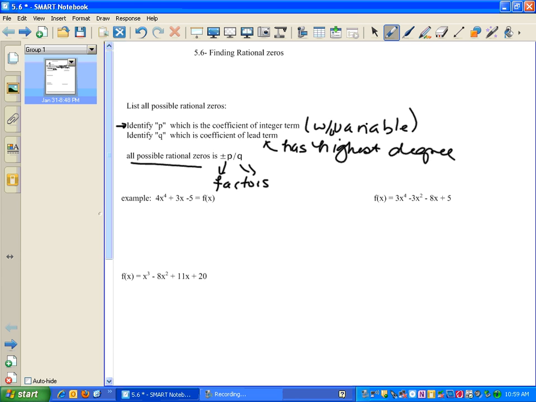All right, so for example, here's my function. F of x is equal to 4x to the fourth plus 3x minus 5. My p is my integer term, the absolute value of that. What is my integer term? And therefore, what are my factors of 5? Okay. My q is what? And therefore, my factors of q are what? 1, 2, and 4. Kind of put them in order.